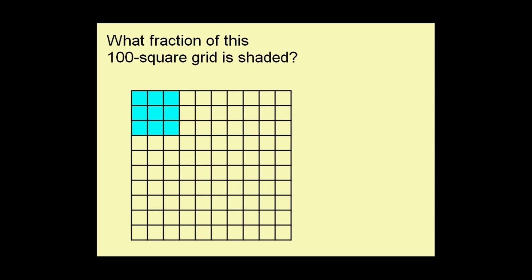Now in this question, I'm asked what fraction of this 100 square grid is shaded. I can see here that I've got 9 little squares shaded in, so that is 9 out of 100, written as a fraction. Now if I change the question slightly and say what percentage of this 100 grid is shaded, I've got 9 per 100 here, and we know that that's 9% because percent means per 100.